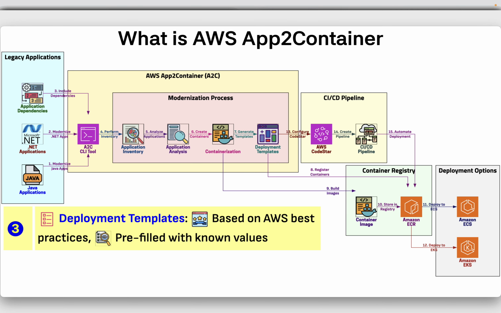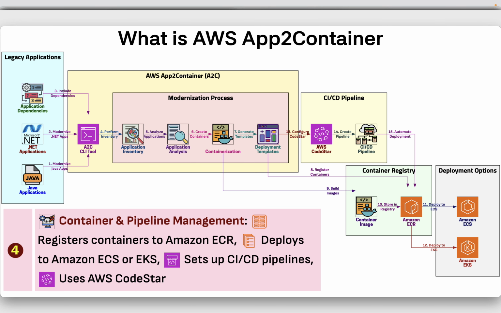The tool generates deployment templates for you that are based on AWS best practices with known values already filled in. After reviewing the templates, App2Container helps you register your containers to Amazon Elastic Container Registry, deploy it to Amazon Elastic Container Service or Amazon Elastic Kubernetes Service, and set up CI/CD continuous integration continuous delivery pipelines using AWS CodeStar.